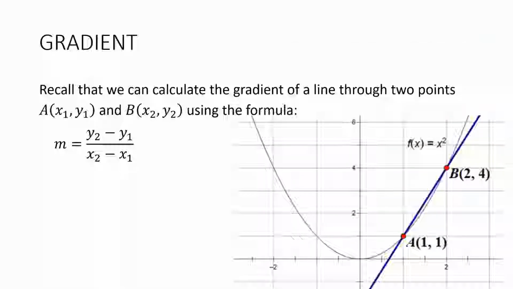Okay, we're going to move on and have a look at what differentiation is and what calculus is. And we're going to start by revising gradient. So recall that we can calculate the gradient of a line through 2 points. Here I've got the point A and B by using this formula. M is equal to y2 minus y1 over x2 minus x1. So for the picture, if I would substitute in 4 take away 1 on the numerator and 2 take away 1 on the denominator, and it gives me a gradient of 3.